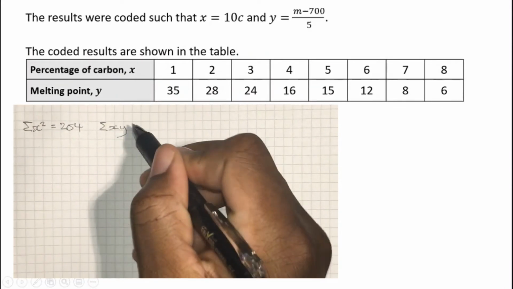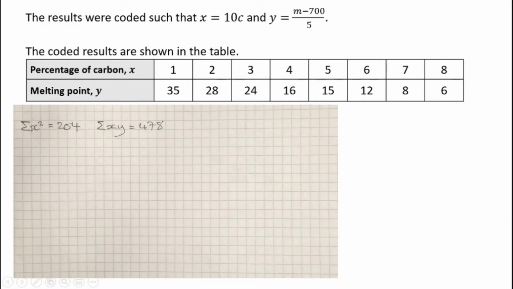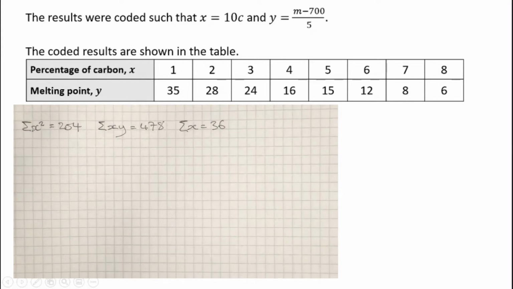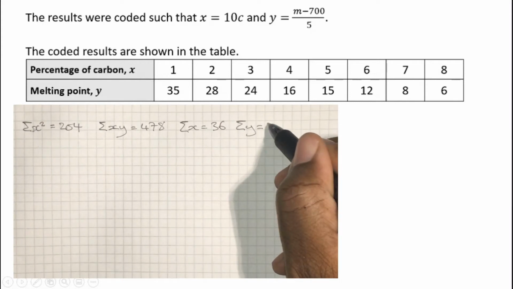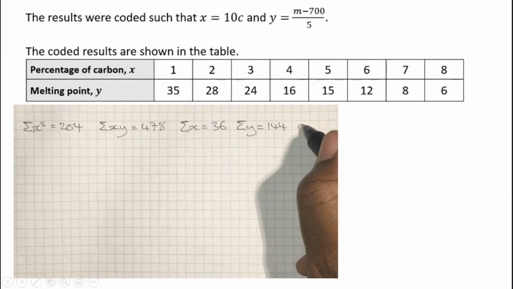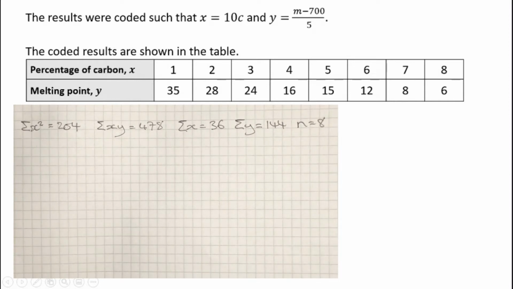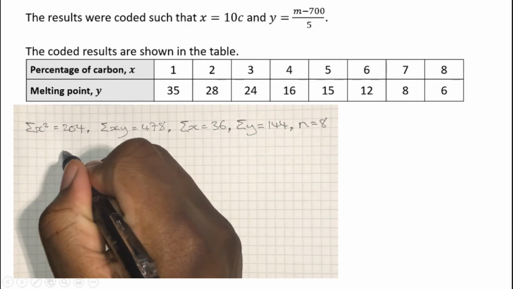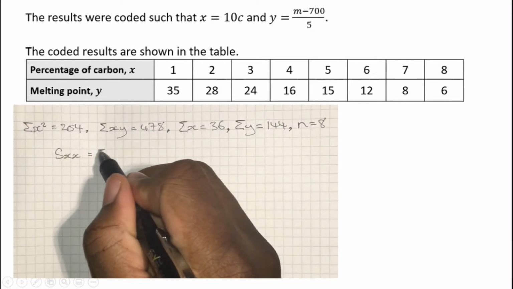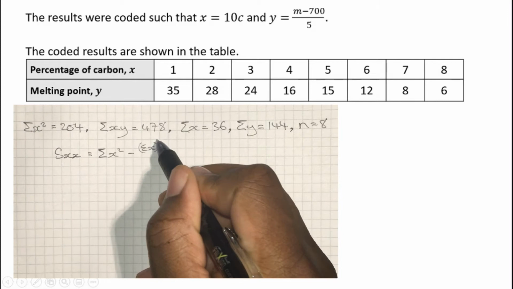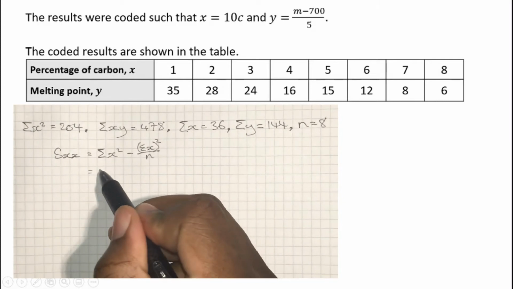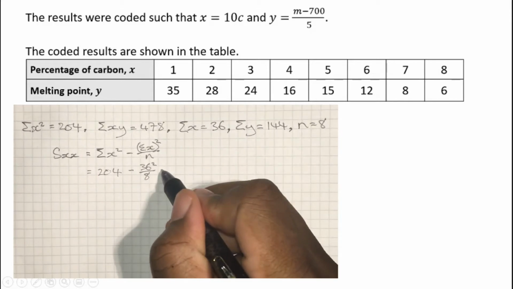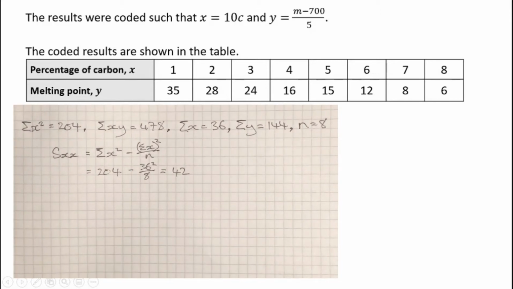So I'm just going to start by collecting some summary statistics. The 2 that were given already I'll write down, and also looking at the data I can simply add up the top row to get the sum of x, 36, and add up the second row to get the sum of y, 144. Obviously we have 8 pairs of bivariate data, so n is going to equal 8. This is enough for me to find S of xx and S of yy. S of xx is going to be the sum of x squared minus the sum of x, all squared, over n, which gives us an answer of 42.